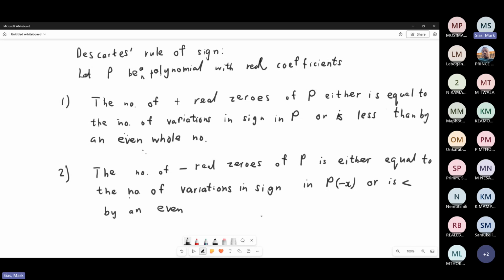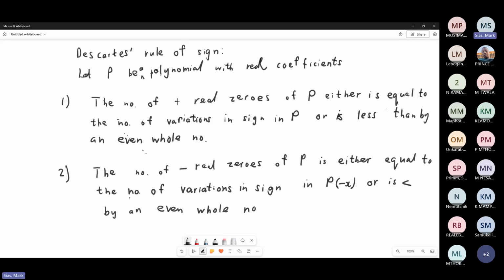Right. Or is less than that by an even whole number. Okay. I'm trying to do the sort of the icons here, but I don't know. An even whole number. Let me just say NO, okay? Let's erase that and say NO. Okay, so we've got those two, or the one rule with two sections to it. And it will become clearer.